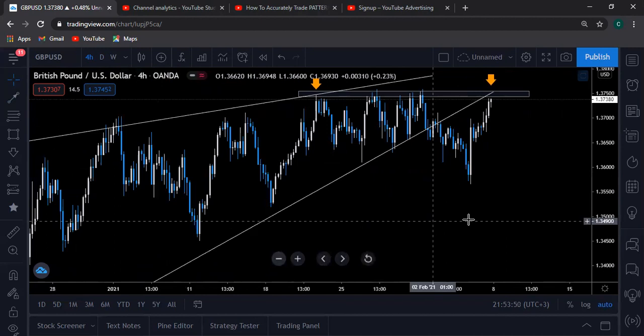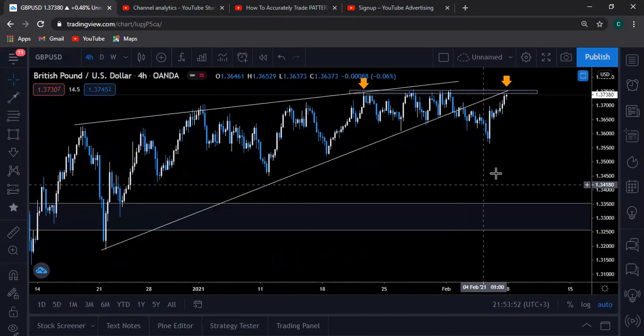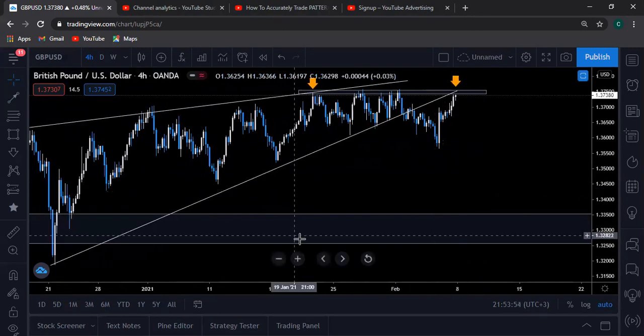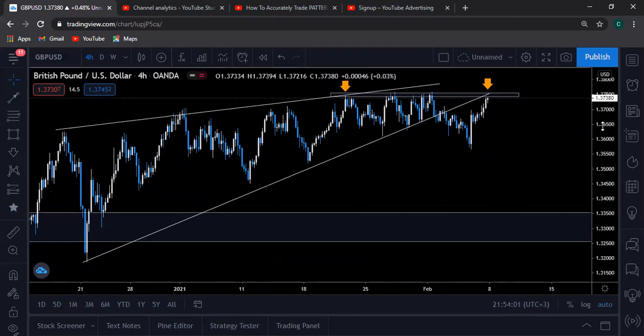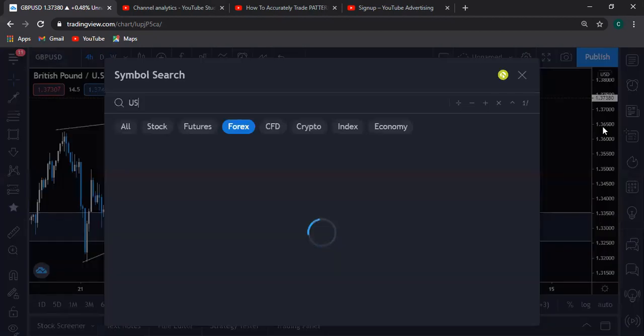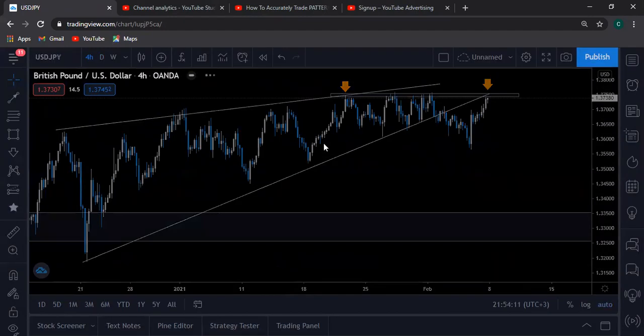Similar to the EURUSD, since the GBPUSD and the EURUSD are mostly positively correlated, I'll be expecting whatever happens in the EURUSD to have a bigger possibility of happening in the GBPUSD. So the other pair that we'll be looking at is a major, the USDJPY, right?